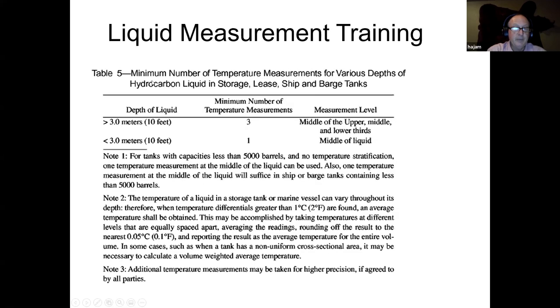And so here's an example of table 5 in the standard. If your level is greater than 10 feet, which is probably always going to be the case you're going to deal with, you want to take three temperature measurements: middle of the upper, middle and the lower thirds of that liquid. So typically you're going to be over 5,000 barrels, in all cases, and you want to take three different temperature measurements in that tank at different levels.